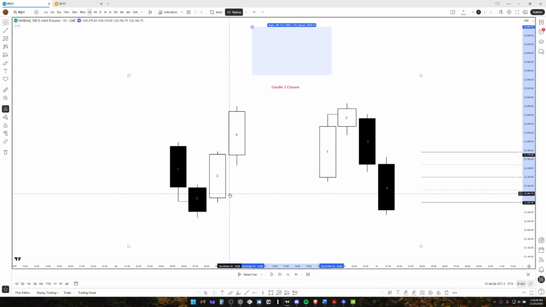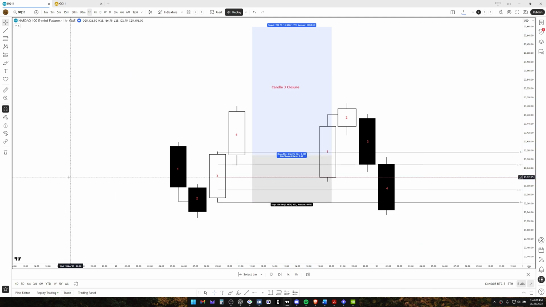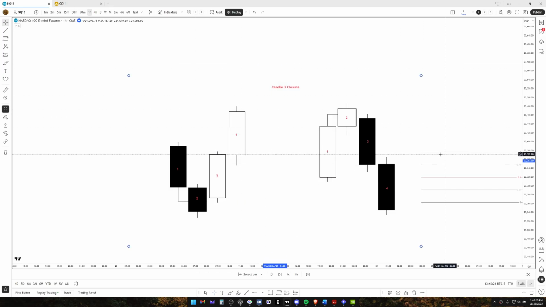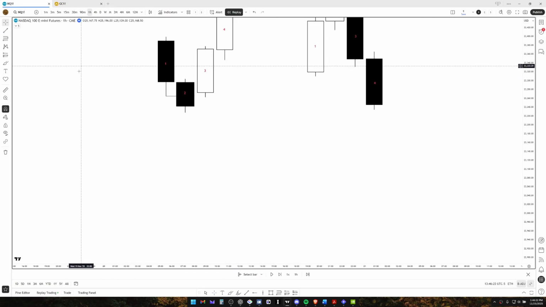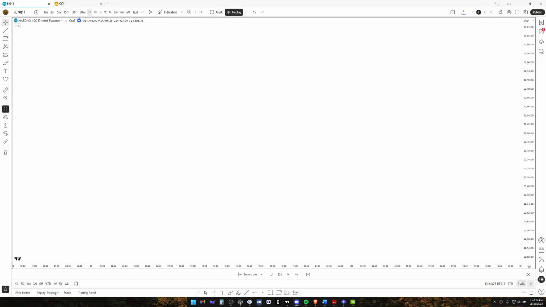Because if this is a swing, it shouldn't come back down here. Right. That's a fact. Especially if we have an SMT too, because then it'll be protected. But yeah, that's candle 3 closure. We'll go over it again later in more detail, but just as a speed run. And then there's one more.